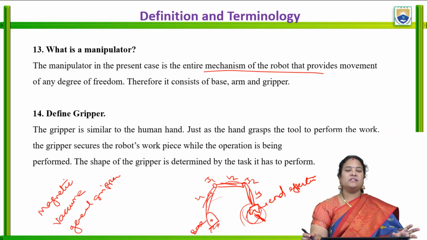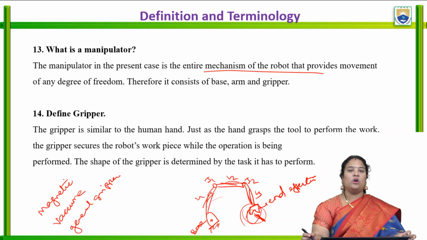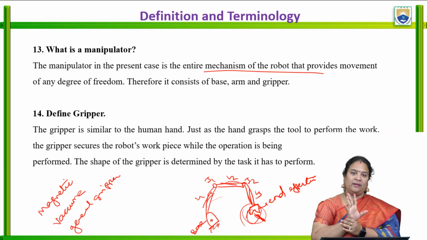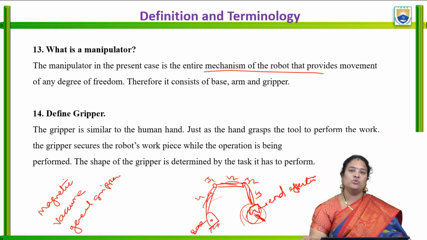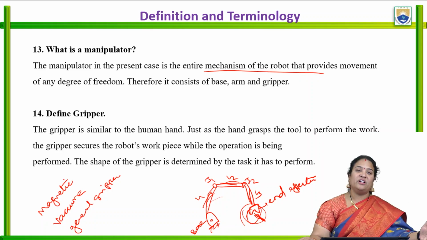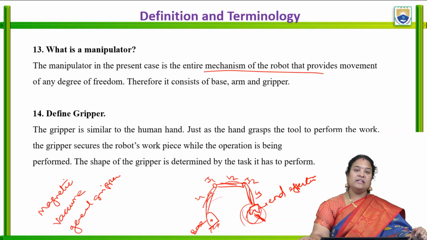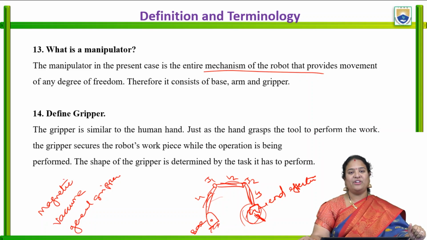A gripper is something which is used to hold the objects. A gripper is similar to the human hand. As the human hand is used to hold the object, in the same way, the robot's end effector is also used to hold the objects. So we have different types of grippers: magnetic gripper, vacuum type of gripper, and the generalized gripper which acts like a finger.